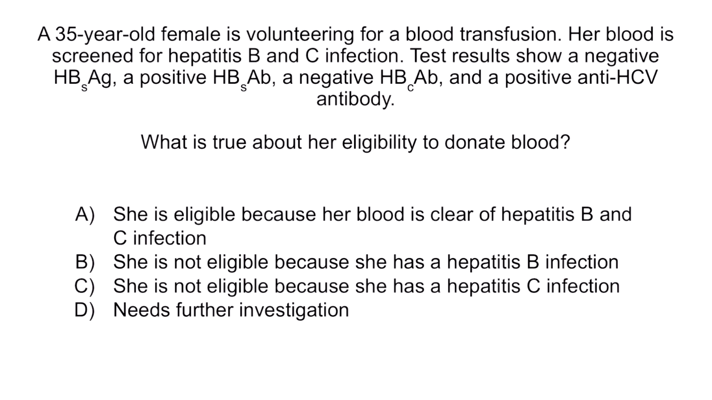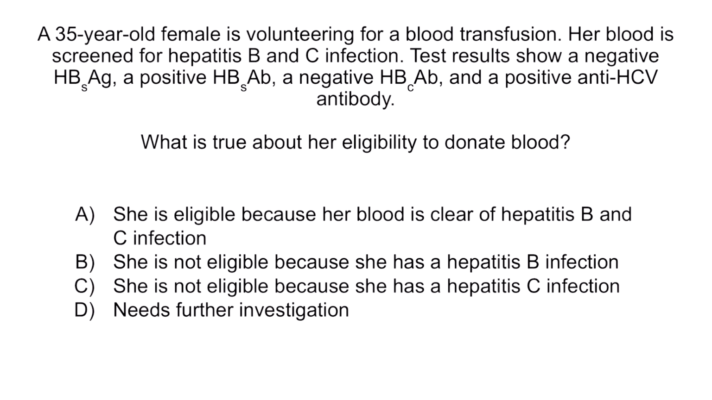A, she is eligible because her blood is clear of hepatitis B and C infection. B, she is not eligible because she has a hepatitis B infection. C, she is not eligible because she has a hepatitis C infection. Or D, needs further investigation. Okay, so to declare her as eligible or ineligible to donate blood, we need to correctly interpret her serological test results.